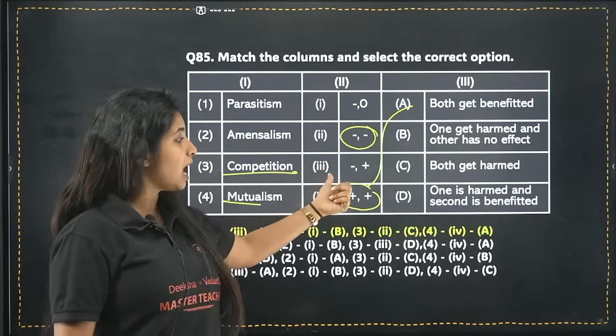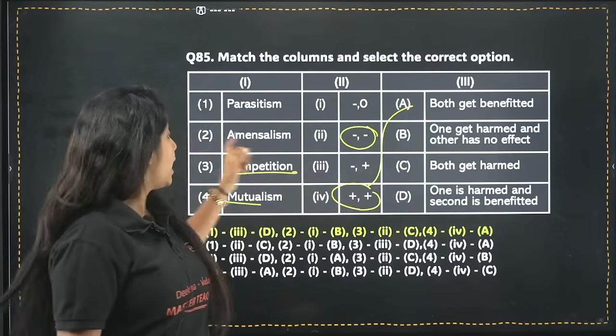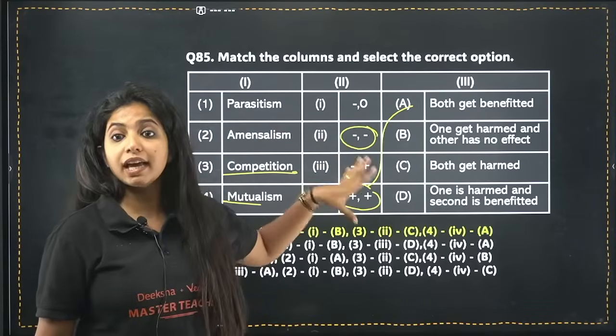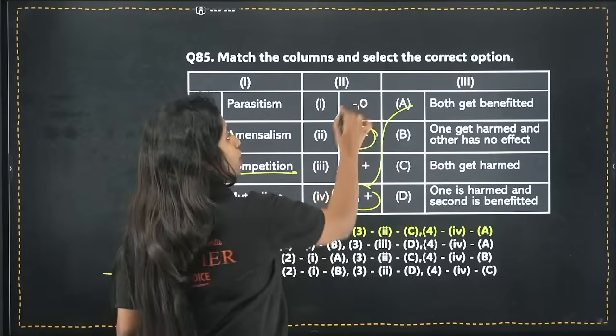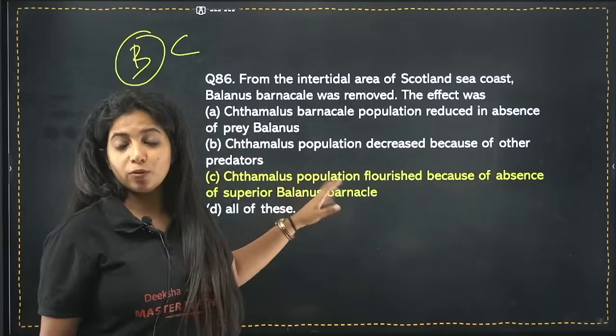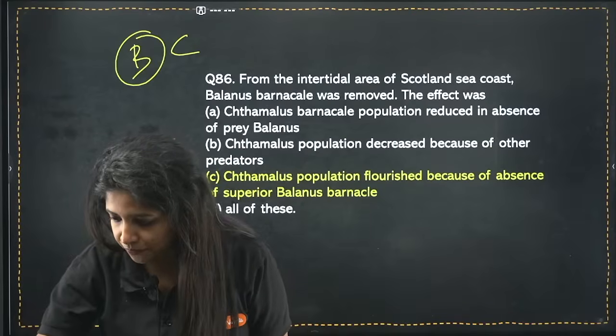Parasitism is where one gets harmed, another gets benefited. And amensalism is where one gets harmed and the other one is neither benefited nor harmed. So it is minus-zero, just the opposite of commensalism out there.